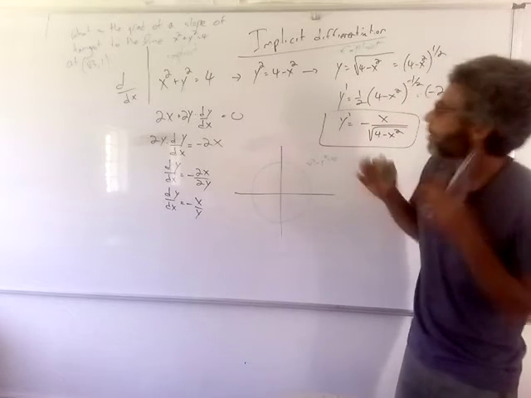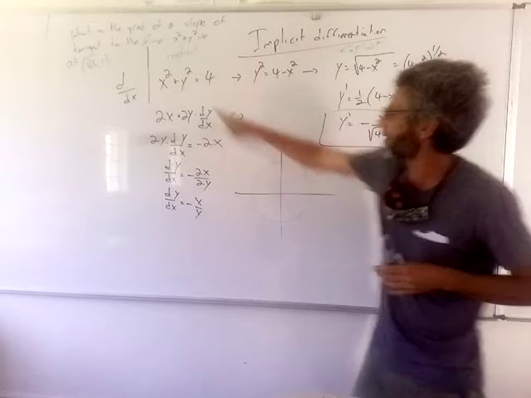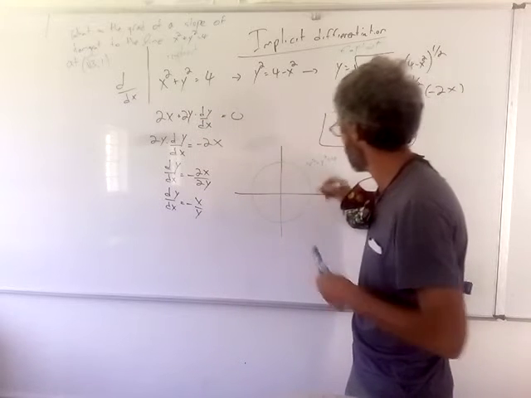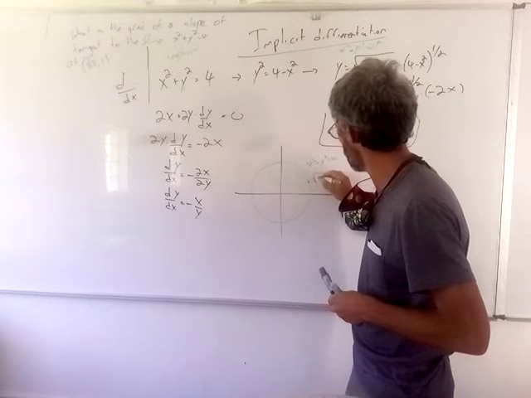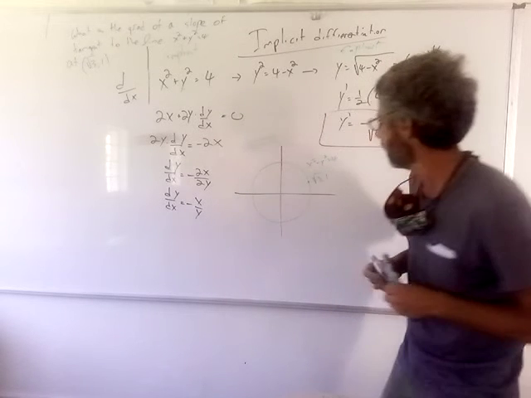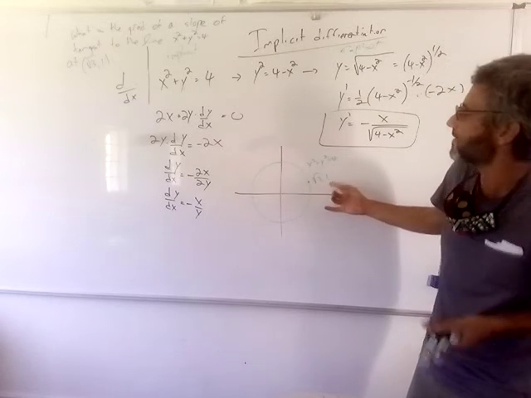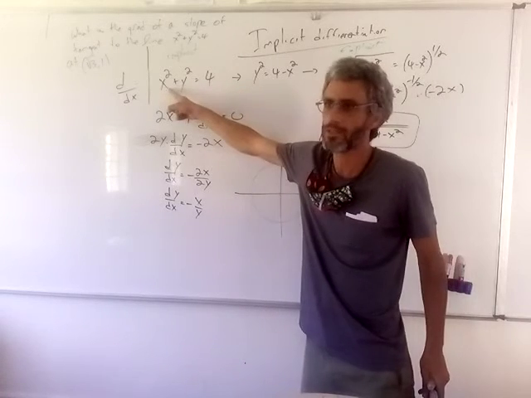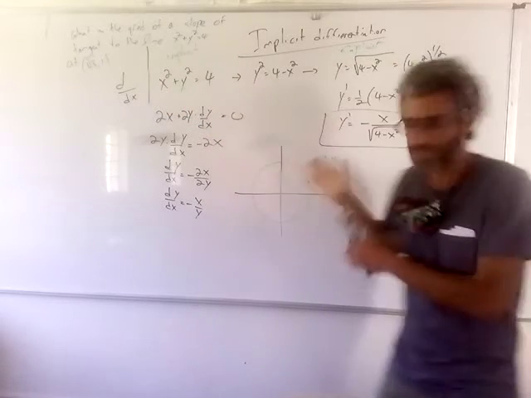Now, what are they telling me? They're telling me, somewhere along this circle, I've got that point, square root 3 and 1. So x is square root 3, y equals 1. By the way, let's see if it works. Square root 3 squared is 3, plus 1 squared is 4. So it works. It is on that line.